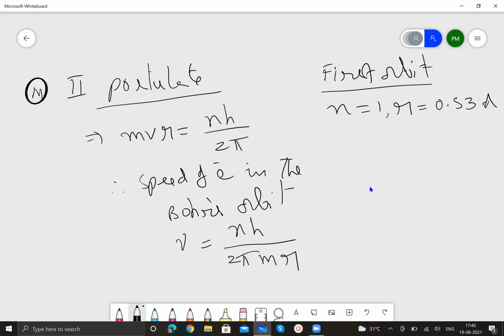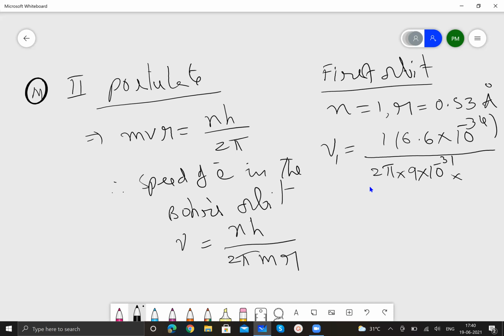R is equal to 0.53 angstrom units. So V1 will come out to be 1 into 6.6 into 10 to the power of minus 34 by 2 pi into mass of electron, 9 into 10 to the power of minus 31, radius 0.53 into 10 to the power of minus 10. Angstrom units, you should convert it into meters. So on simplification, this comes out to be 3 into 10 to the power of 8 by 137.